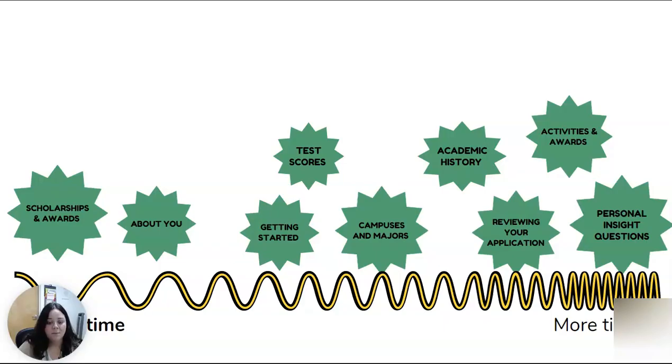So on this slide you see here, towards the left of the screen, are areas that sometimes take a little bit less time on the application. So the About You section, where it's asking you about your name, your address, stuff like that. And then when you're selecting your campuses, you probably already know what campuses you want to apply to. But to the far right, you'll see the areas that take the longest: academic history, reviewing your application, activities and awards, and personal insight questions tend to take the longest on the application.